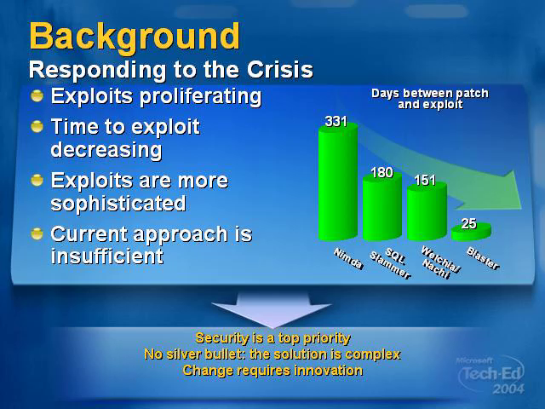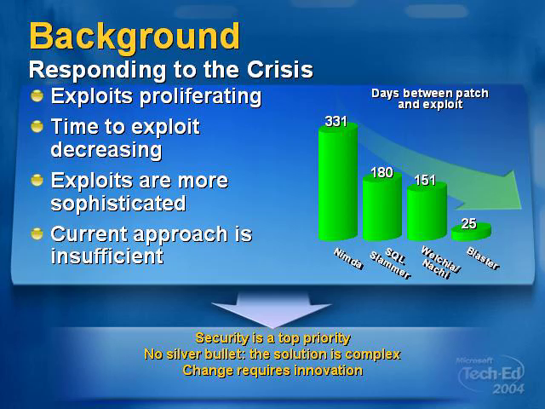We're also seeing the time to exploit decrease. One of the interesting statistics that we've noticed over the past couple of years with regards to Windows is the approach that people who want to exploit Windows have been taking with regard to our security advisories and patches. An example, the NIMDA worm: from the time we released an advisory and a patch describing what the problem was, here is the fix, here's how the problem could be exploited, it was 331 days before somebody actually coded up an exploit and released that into the wild.